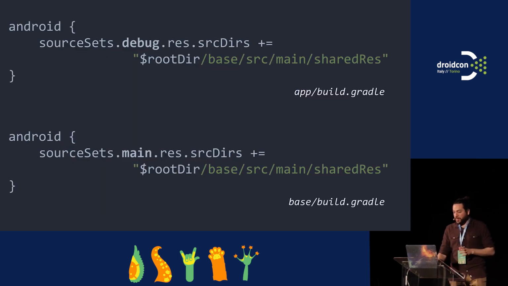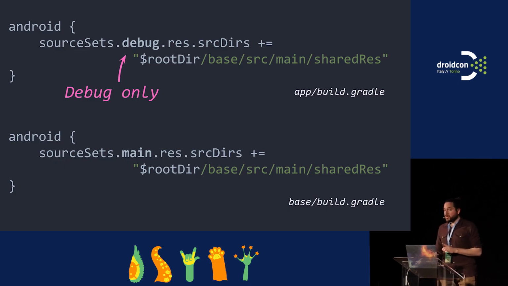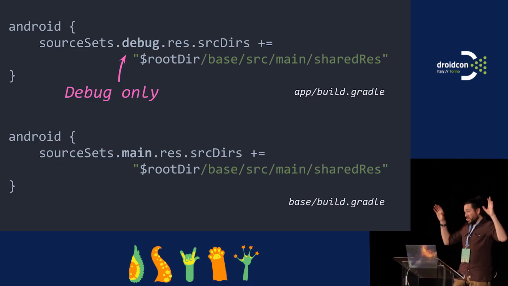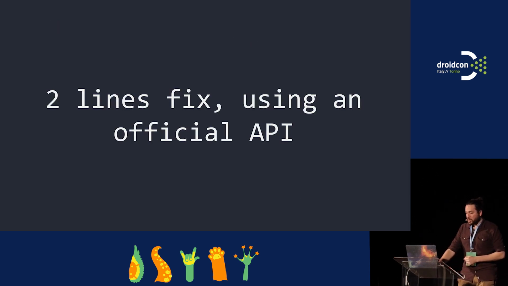And you can do that very simply in each app and base build.gradle. You just add the shared path to the source set. One thing to note is that on the app, we add the source set only on debug, because if you add two nav graphs, it will generate the same classes in both modules, and ProGuard will fail. On release, we are using ProGuard; we are not using ProGuard on debug. So we decided to do that only for debug. Basically, that's a two-line fix for us using official APIs, and it solves everything.